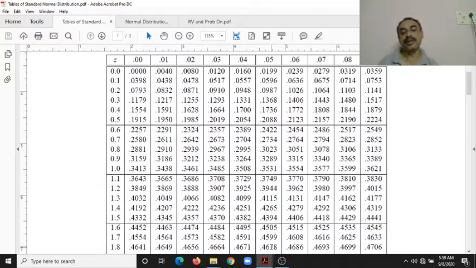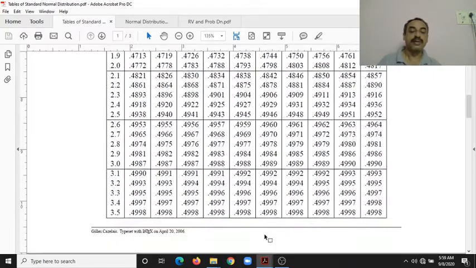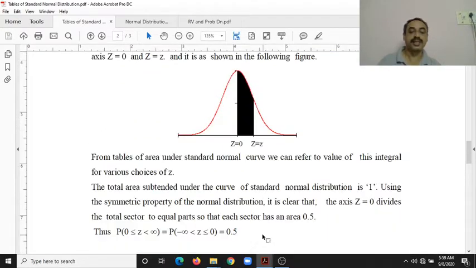Thus, the probability of z between 0 and small z can be referred from the tables of area under the standard normal curve. And here the lower limit of z is always fixed as 0. That's why we have a sector shaded with its starting point at 0.